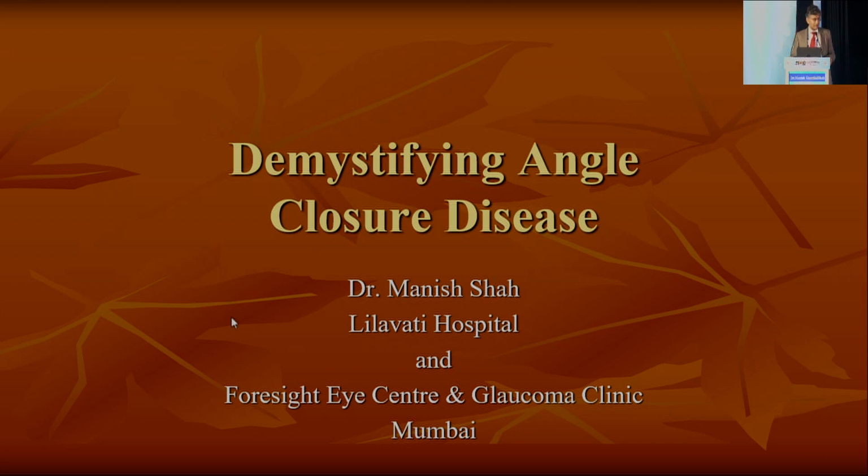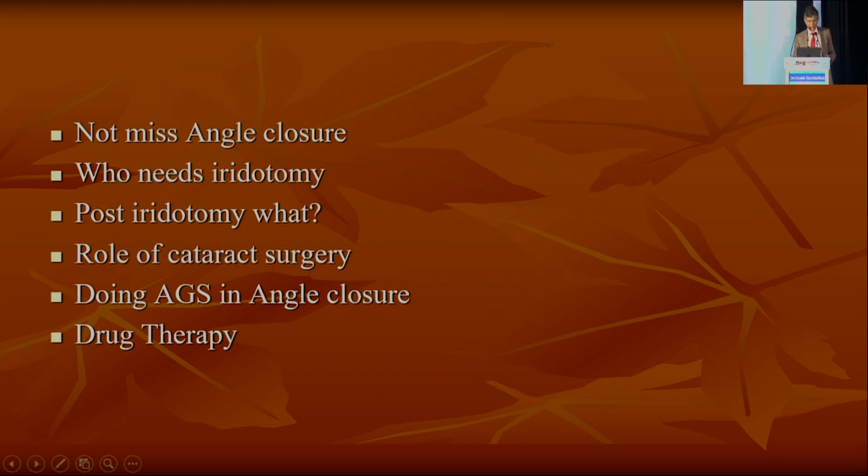You have to look at the patient from the view of angle closure, because angle closure is quite common. So basically you should evaluate each patient as if it is an angle closure, and then you have to decide who needs an iridotomy and what to do after your iridotomy is done, and of course the role of cataract surgery and other treatments.